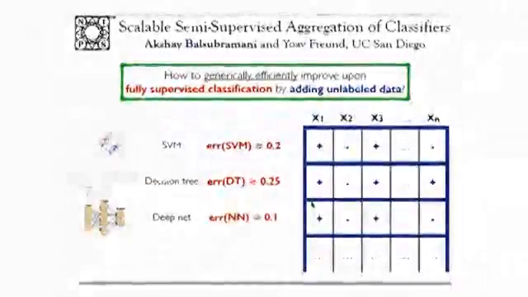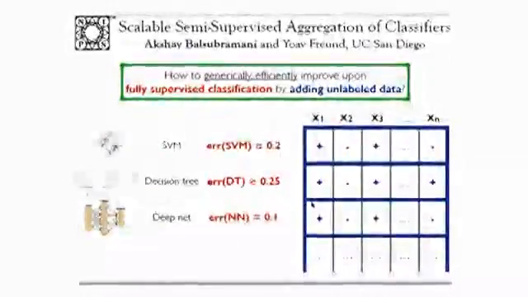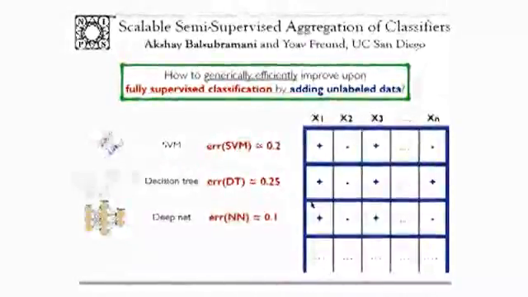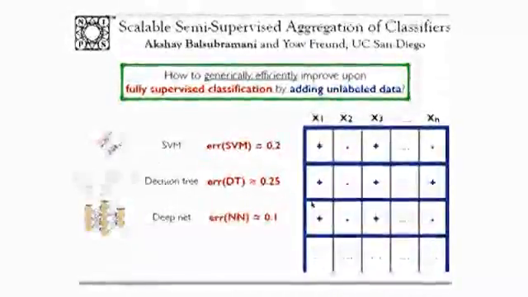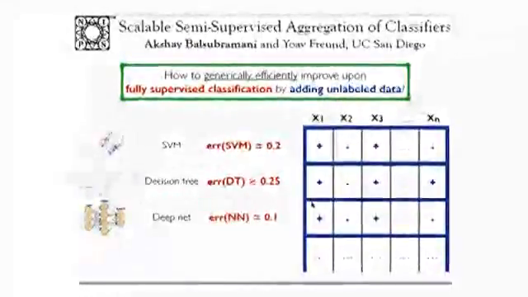We give an algorithm to tackle the central question of semi-supervised learning, which is how do you generically and efficiently improve upon fully supervised, let's say, binary classification using unlabeled data. So you might do binary classification by first trying a few algorithms, say an SVM, decision tree, DeepNet, using the labeled information to estimate their errors, and then using that information to decide how to predict, maybe by picking the best single classifier, taking some sort of vote, or so forth.